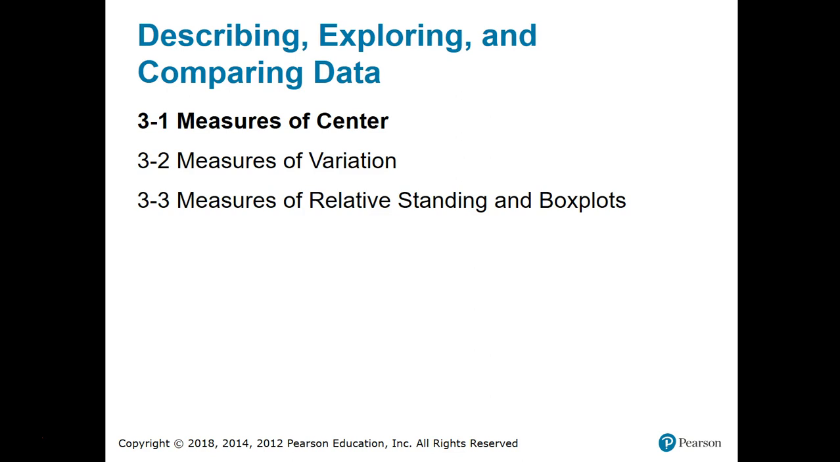Alright, we're going to go over three sections. First, measurement of center. What does it mean for something to be the middle of a measurement? We'll talk about a few different examples of that. Second, measures of variance. How do we explain how distributed this data is? And finally, section 3, we'll be looking at measures of relative standing and box plots.